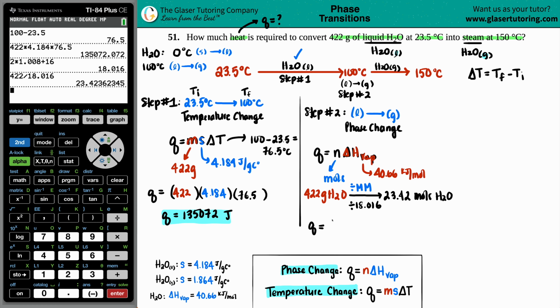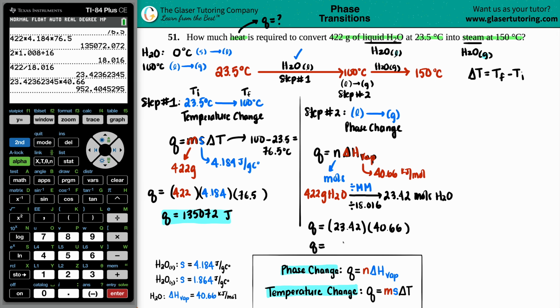Let's now just solve. Q equals 23.42 times the 40.66. And if you want, we could just take this whole number, bring it down, times it by 40.66. Enter. Okay. So we got 952.405. And that's now in units of kilojoules because the delta H value had a kilojoule unit in there. All right.